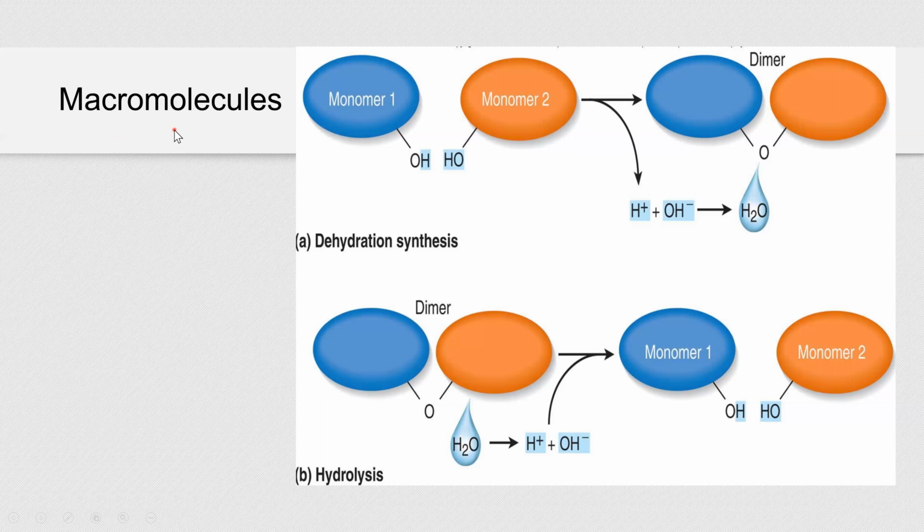Macromolecules within your body can also be broken into smaller units. If you have a dimer over here, you can break it into two monomers, and this reaction is called hydrolysis. Lysis means you break something apart, but you're doing it by adding water. That's why it's hydrolysis. You see water is added, and instead of a bigger molecule, you have two smaller building blocks. This is your catabolic reaction, or exergonic reaction.